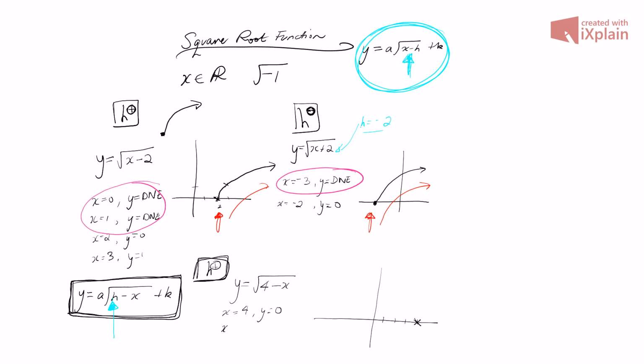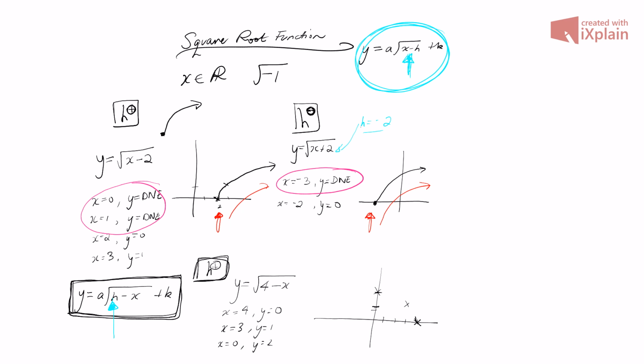x equals 3. 4 minus 3 is 1. Square root of 1 is 1. So you see it's moving in a different way to what we would be normally working with in a general square root form. Let's try when x equals 0. When x equals 0, we've got 4 minus 0 is 4. Square root of 4 is 2.